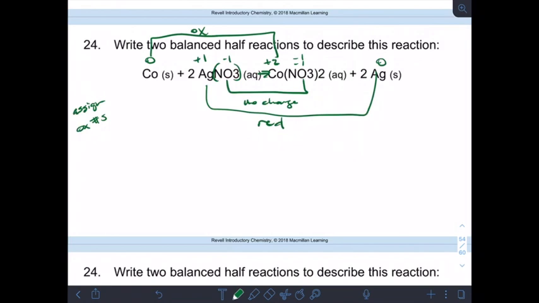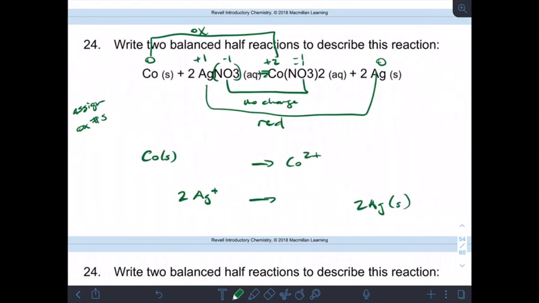Okay, so the easy way to do this is to just pull things straight down. So I've got cobalt solid makes cobalt 2 plus. Okay, so it's the same thing as just eliminating those nitrate ions out of there. And then my other half reaction is 2Ag plus, because that's what the Ag would be without that nitrate ion, makes 2Ag solid.